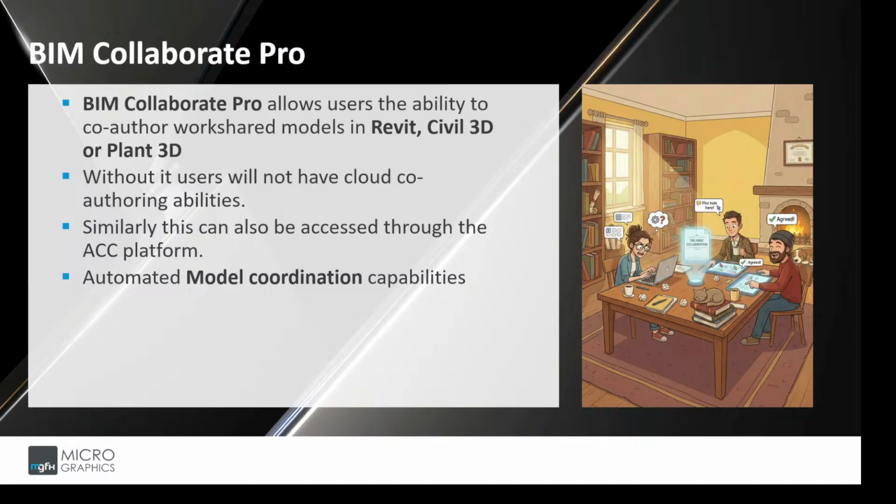BIM Collaborate Pro also includes automated clash detection tools. So when looking at the automatic analysis, when the models are saved to the coordination space, the system automatically checks for clashes. For example, a duct running through a structural beam or a column sitting on a point where the civil engineer has a drain.